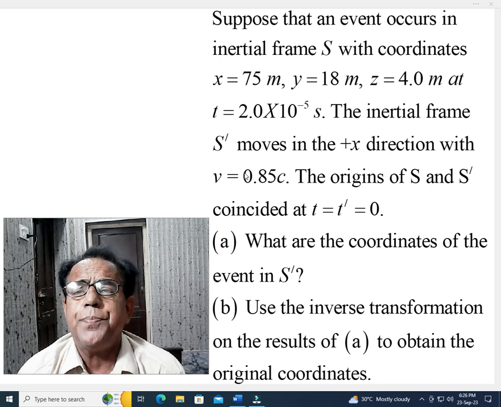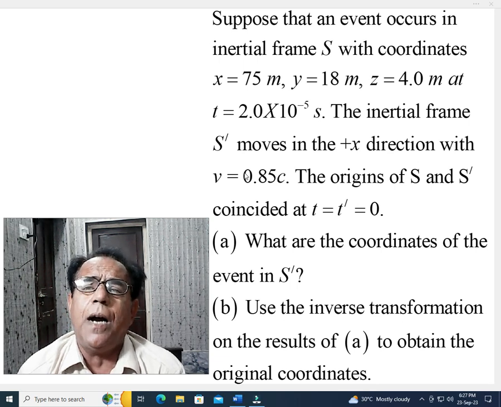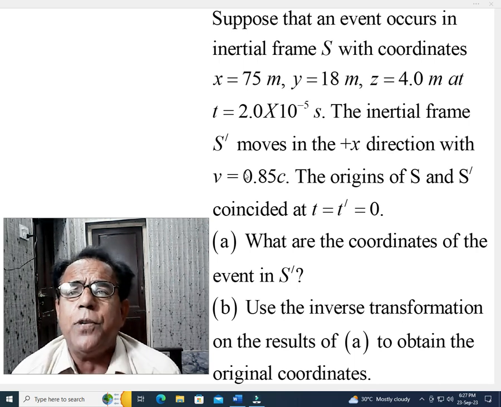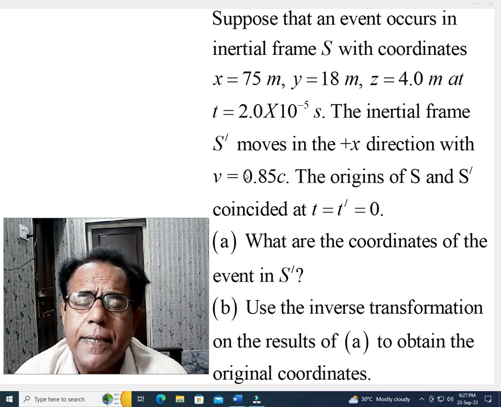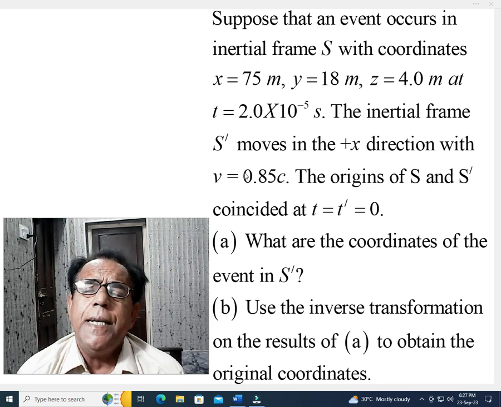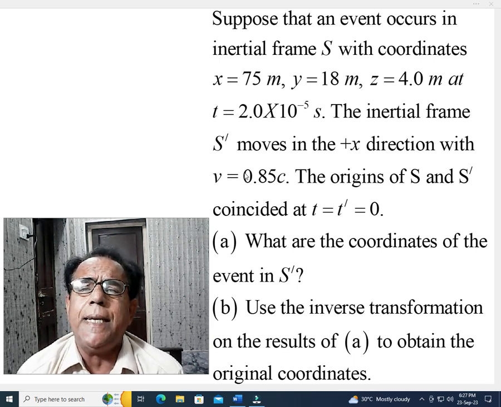This velocity is 85% of the speed of light. That is why we call this velocity a relativistic velocity, and problems dealing with this velocity fall under relativity. Because here velocity is approaching the speed of light, it is comparable with the speed of light c.